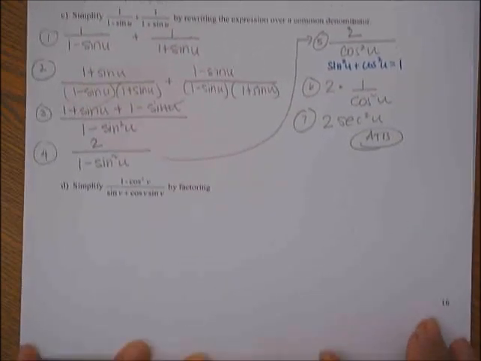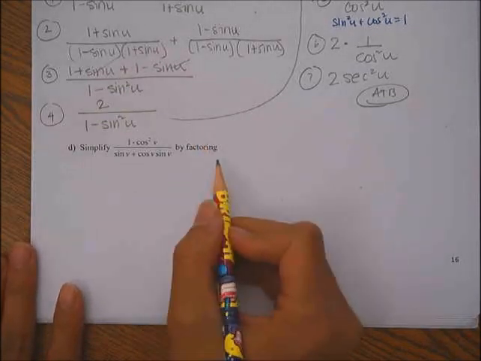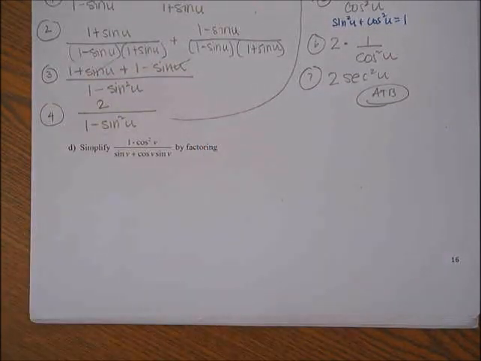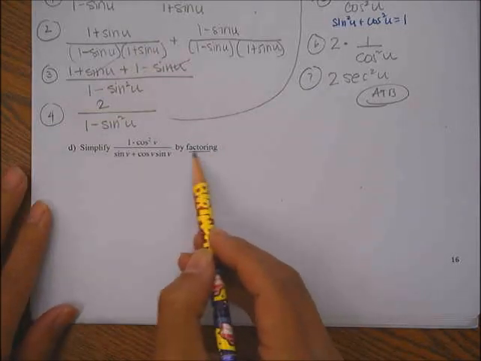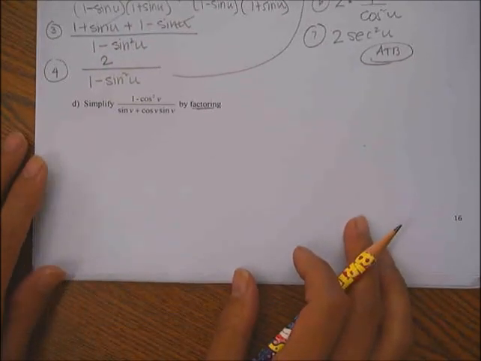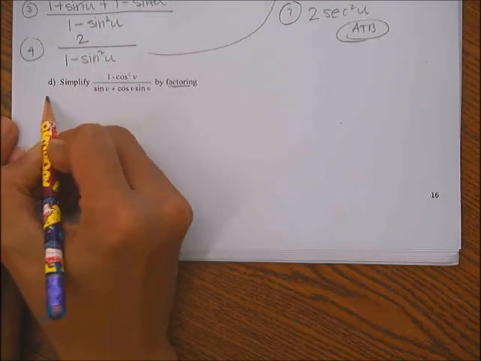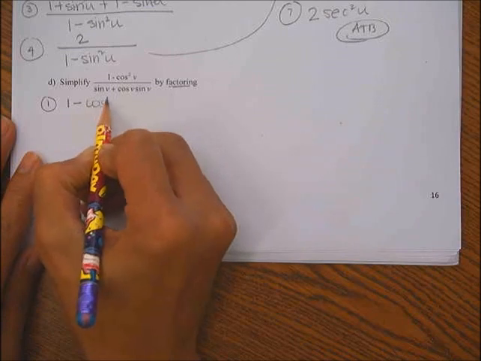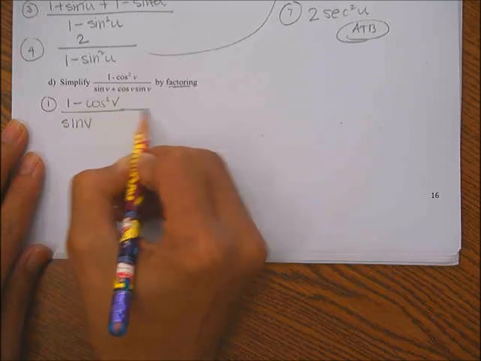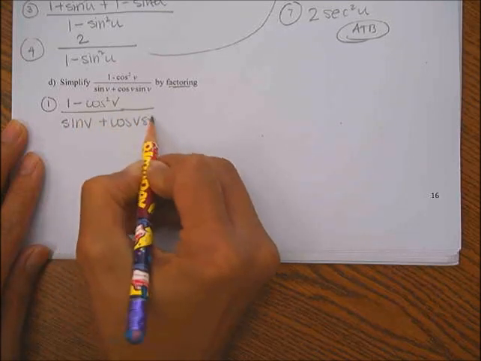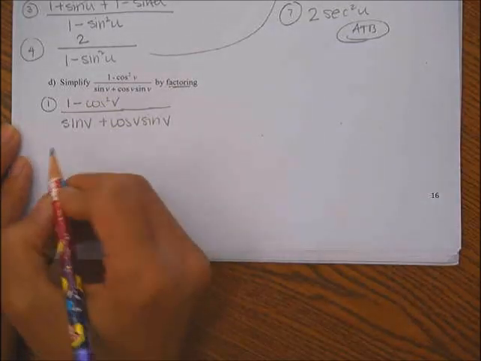Okay, example D, simplify again, so let's see how that will go. Your goal is to try to get it in non-fraction format, if possible. There's always a way to get into non-fraction. I'm giving you a hint: factoring, and yes, you can factor out trigonometric functions. So step 1, copy the problem over: 1 minus cosine square of v divided by sine of v plus cosine of v times sine of v. Keep extending my division line.